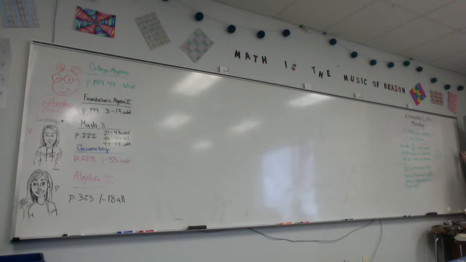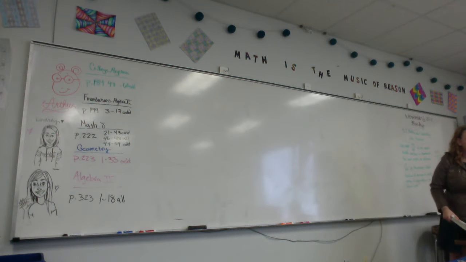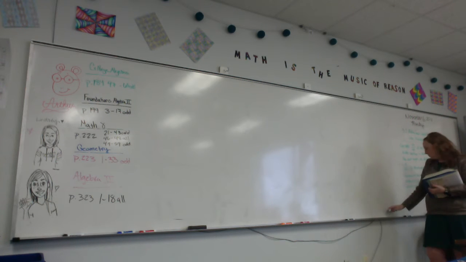So what did you say? 43 over 50. Both are divisible by 2. Okay, always reduce. So adding like fractions. Pretty simple stuff, yes?